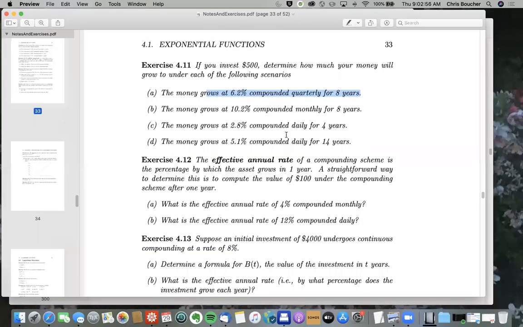Let's do maybe one more. Let's try, we'll just do the next one, I guess. 10.2% compounded monthly for 8 years. So notice I expect to make more money here. I'm making a significantly higher rate of return. And there's more compounding, which helps a little. The rate is a much more important factor than the compounding.